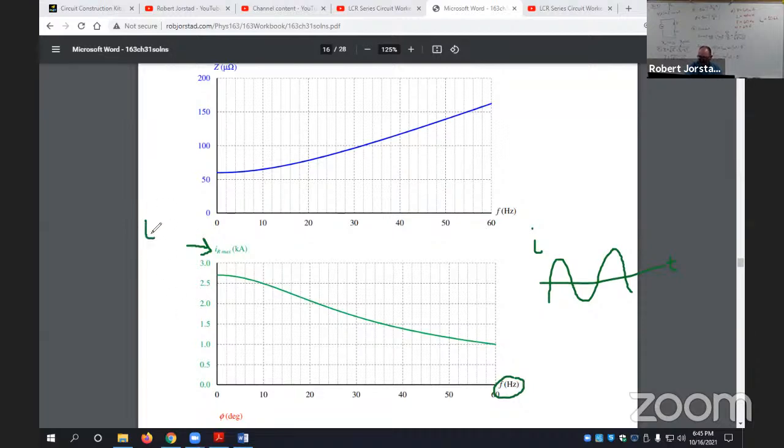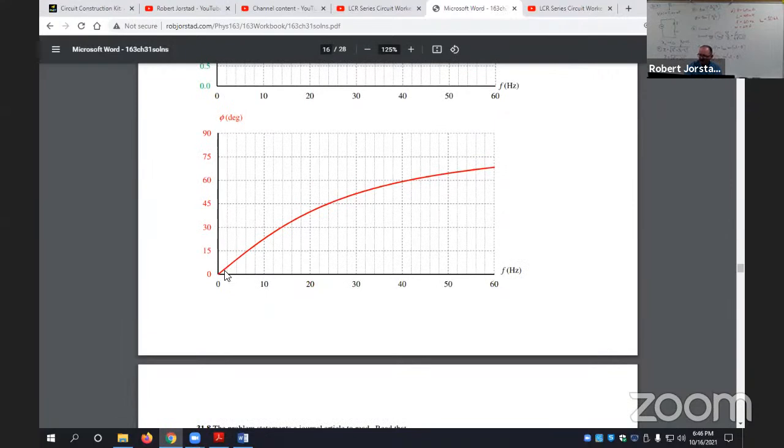So remember, I max is equal to V naught divided by Z. So it should be the opposite of this formula. If Z increases, the current amplitude goes down. We get less light out of our light bulbs when we operate at high frequencies, and the inductor locks things down. Finally, let's look at the phase angle.